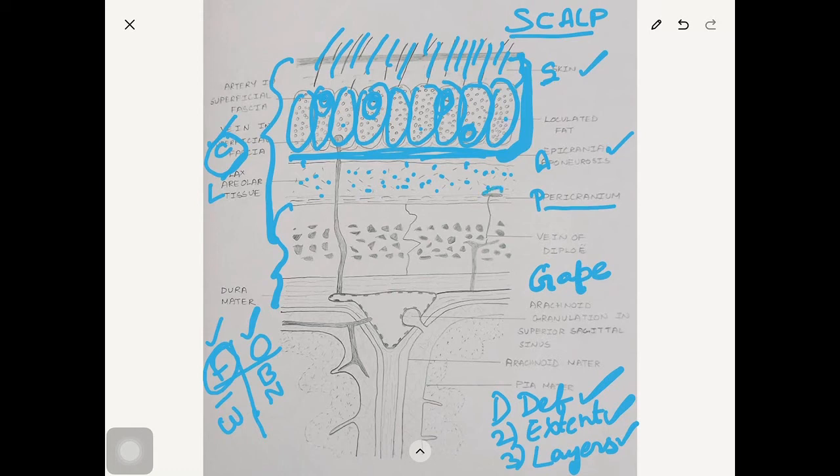This fourth layer contains the emissary veins which connect the veins of the scalp with the dural venous sinuses. So the infections of the scalp can spread to the dural venous sinuses. So in practicals, one question is, which is the dangerous area of the scalp? Why? This dangerous area of the scalp is the fourth layer because it contains emissary veins, so that infections of the scalp can spread into the dural venous sinuses.